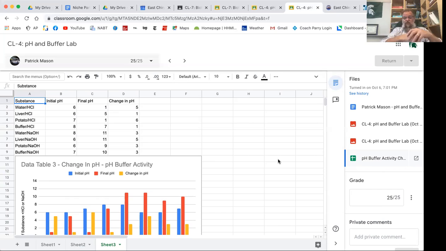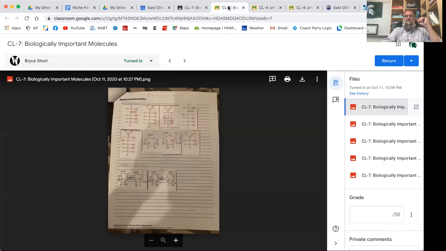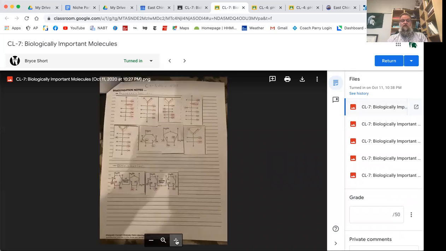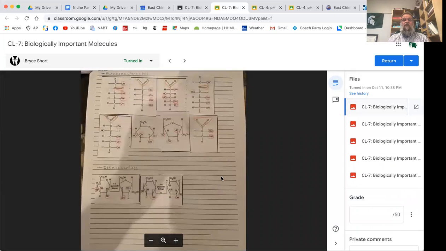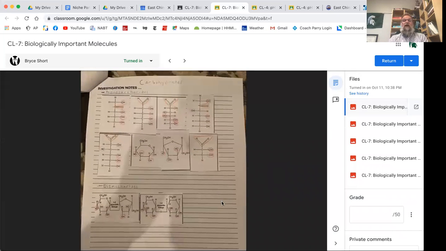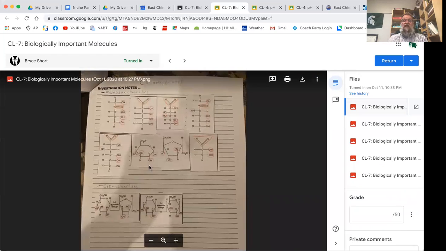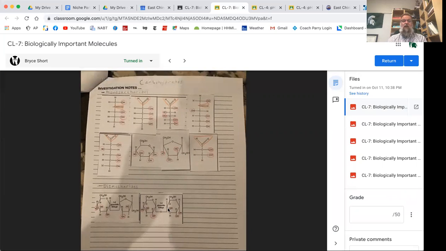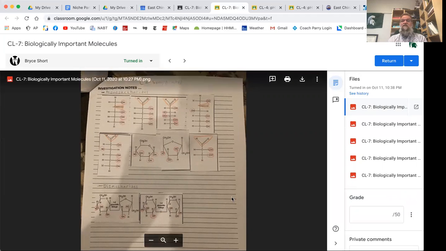And that's all organisms. So let's switch gears over to the biological molecules, where we explored the big four: carbohydrates, lipids, proteins, and nucleic acids. We have Bryce's work here. So I'm going to just bring this up a little bit so hopefully you can see that a little bit better. So here's his carbohydrates page. He's got some monosaccharides. These are individual monomers, single sugars. And then he has a couple examples of disaccharides.